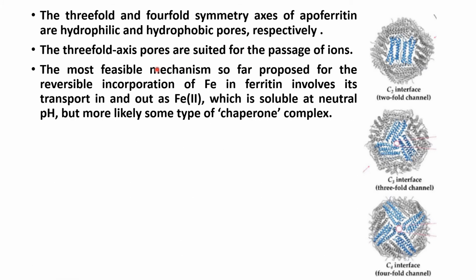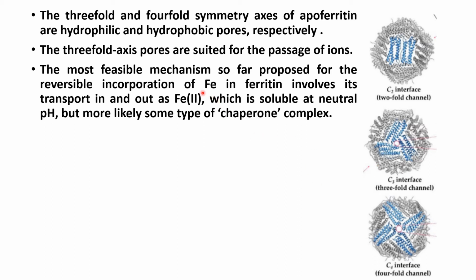The most feasible mechanism so far proposed for the reversible incorporation of iron in ferritin involves its transport in and out as iron 2, which is soluble at neutral pH, that is at 7, but more likely some type of chaperone complex. Chaperones in molecular biology, molecular chaperones, are proteins that assist the conformational folding and unfolding and assembly or disassembly of other macromolecular structures.